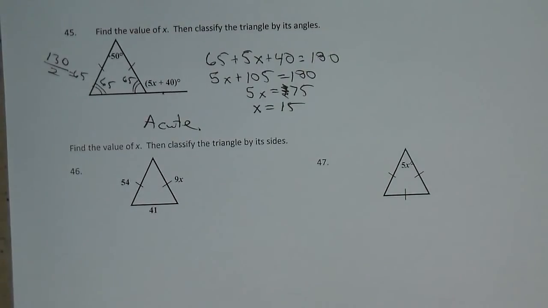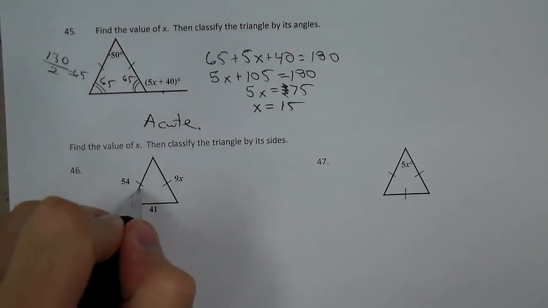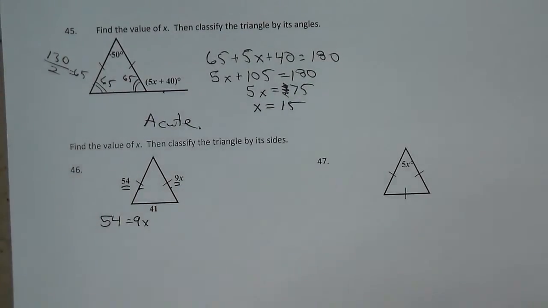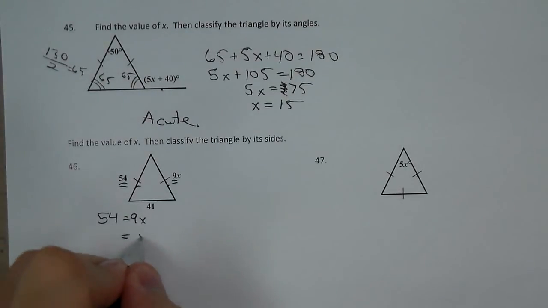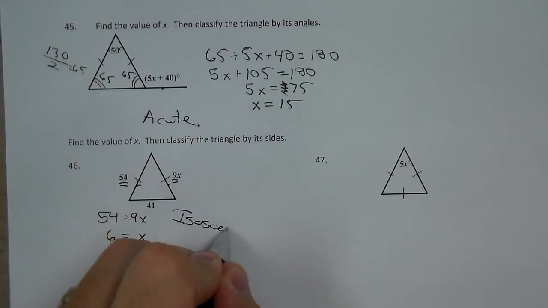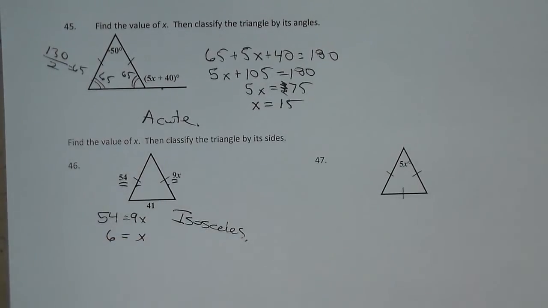46, it is equilateral. If we know, or not equilateral, it is isosceles, I got ahead of myself. These two sides are the same, so I'm going to say 54 equals 9x. So that means x equals 6. This is an isosceles triangle, because we have two congruent sides.